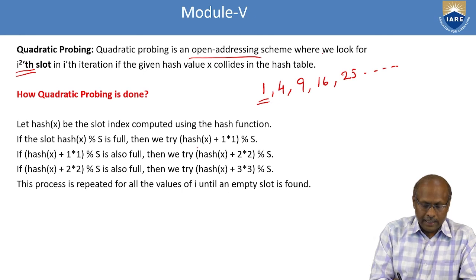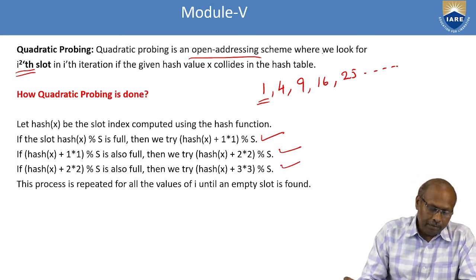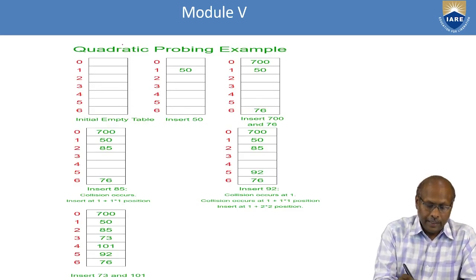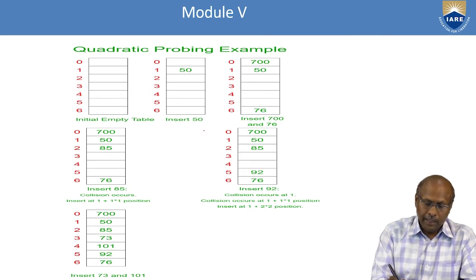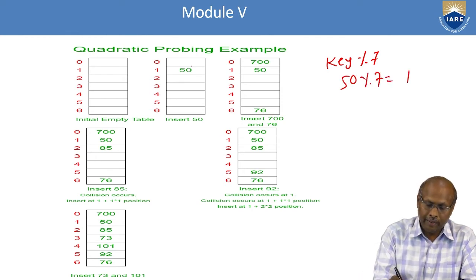So here, hash of x plus 1 squared modulus, hash of x plus 2 squared modulus, hash of x plus 3 squared, like this you can find. Let us have a simple example. Quadratic probing example. Initially I am having the hash table empty. Assume 50, I want to store. Key modulus 7 I am applying. So 50 modulus 7 is how much? 1. So directly I will store it in 1st place.